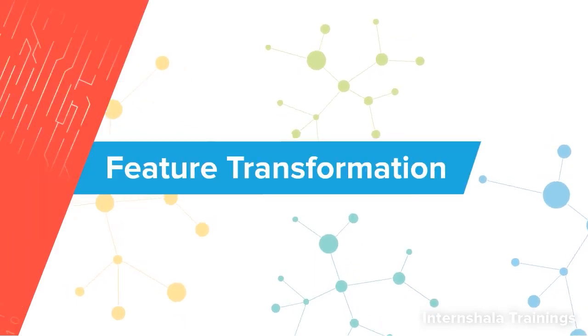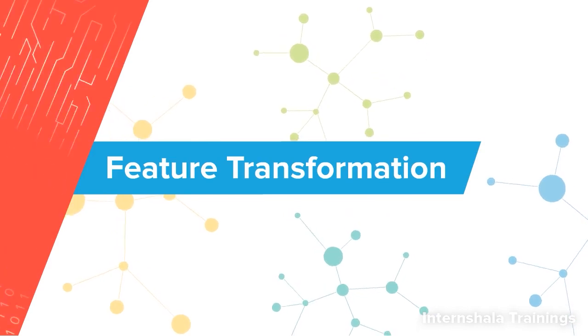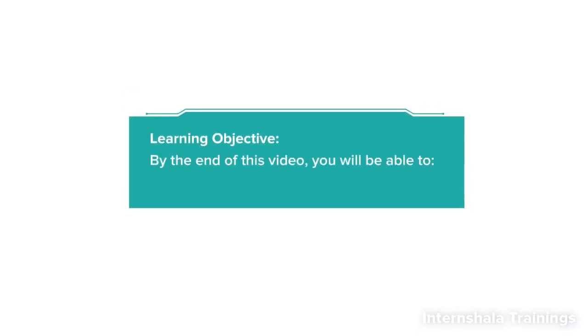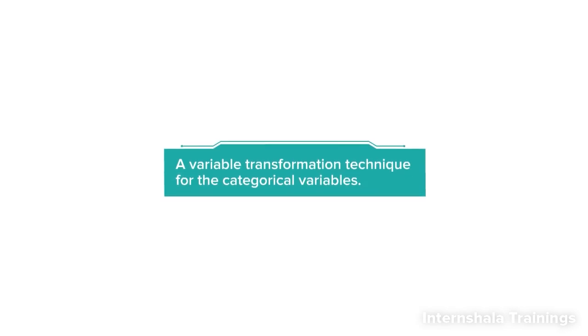Hi, welcome back. Let's continue our discussion on feature transformation. By the end of this video, you will be able to explain and perform categorical encoding. Categorical encoding is a variable transformation technique for the categorical variables.